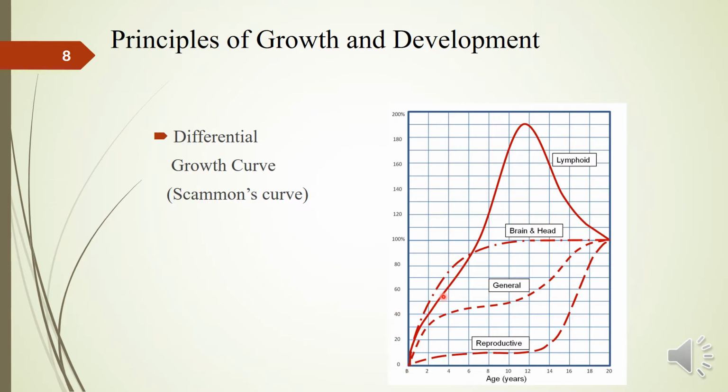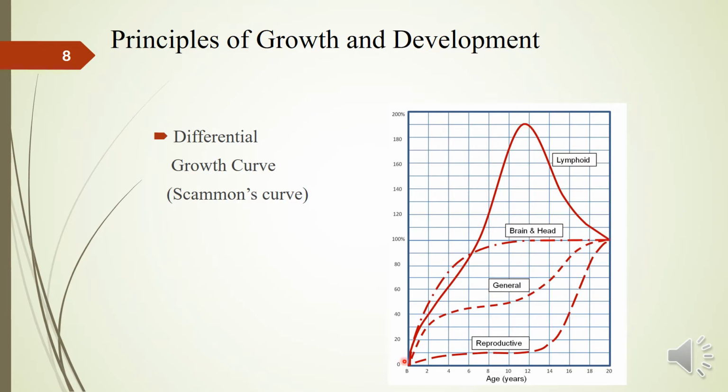So if you look at the curve of the lymphoid tissue, that is your tonsils, it grows very rapidly till the age of about 11 or 12, and only after that the growth of the lymphoid tissues, and I'm giving an example of tonsils, starts to regress and then come back to its 100%. So the growth in the first 12 years is up to 200%, after which it declines to 100% in the next 10 years.